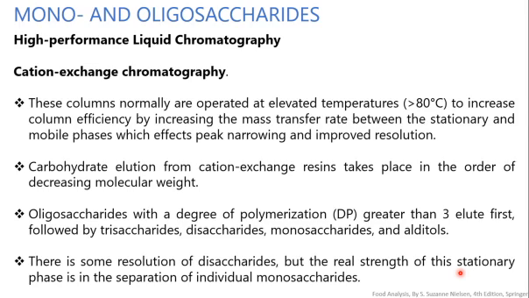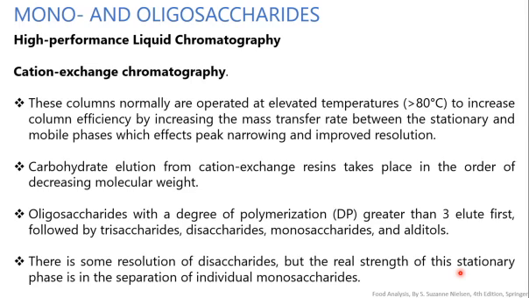These columns normally are operated at an elevated temperature of greater than 80 degrees Celsius to increase the column efficiency by increasing the mass transfer rate between the stationary and the mobile phase, which affects peak narrowing and improved resolution. Generally, carbohydrate elution from the cation exchanger resins takes place in the order of decreasing molecular weight. Means what? First elution takes place for the species which has higher molecular weight.